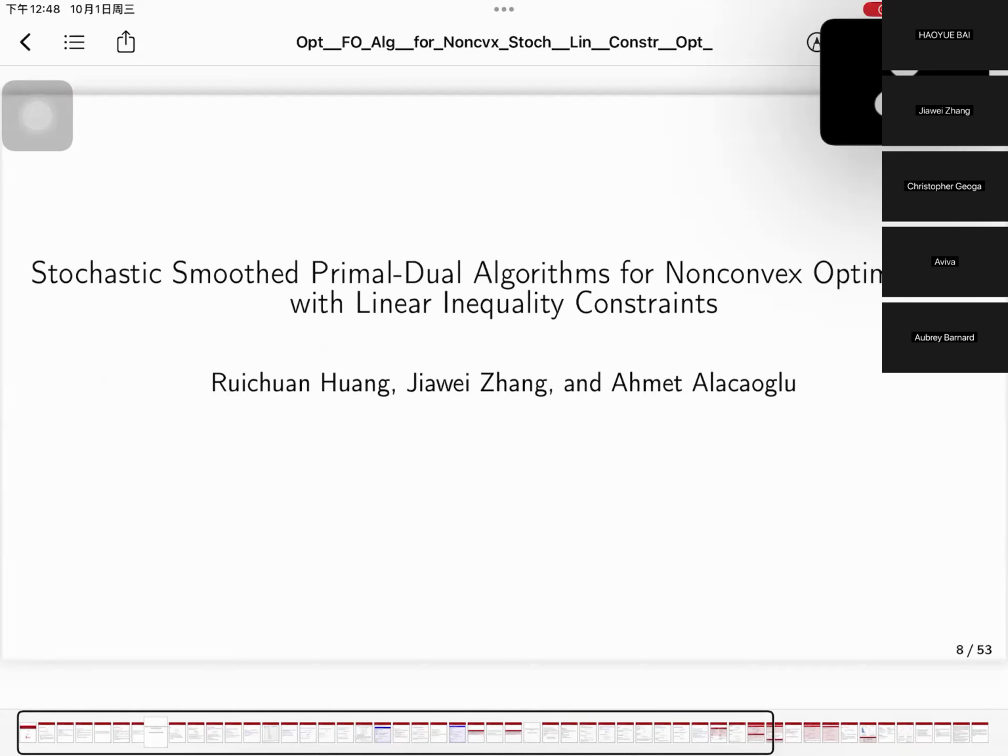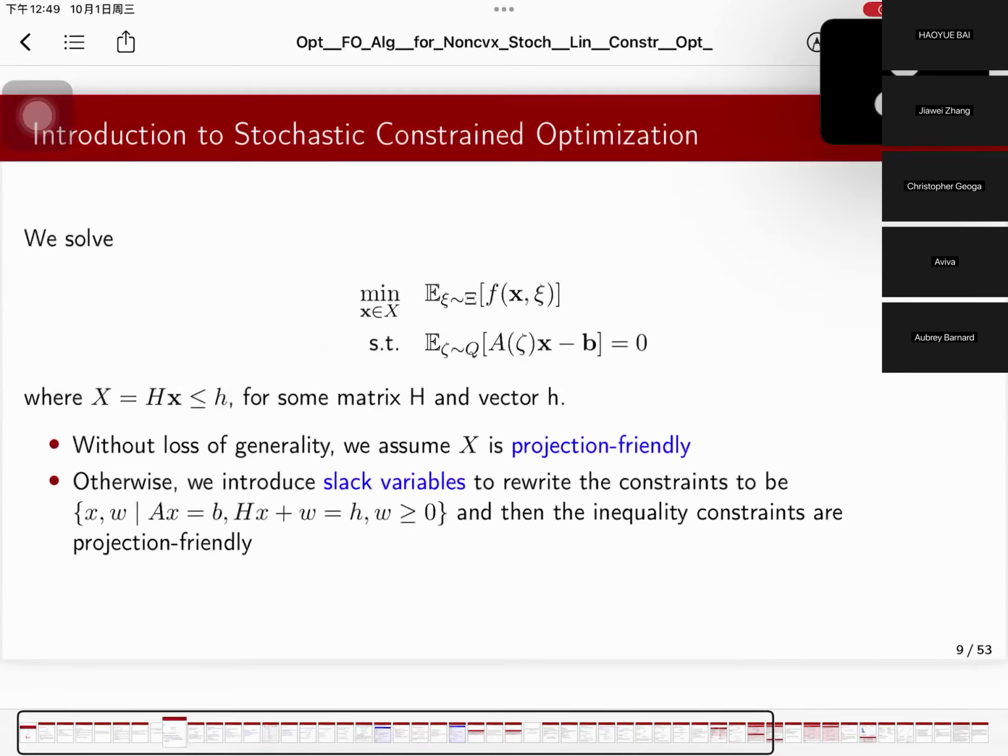This work is done jointly by me and a co-author, Ahmet. Ahmet is now an assistant professor at UBC, and he was a former postdoc of Steve. The first author is an undergraduate student we co-supervise. This paper is accepted by ICML this year as a spotlight. Let's talk about details.